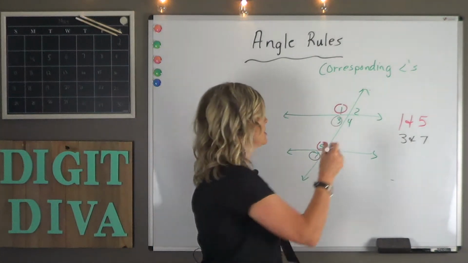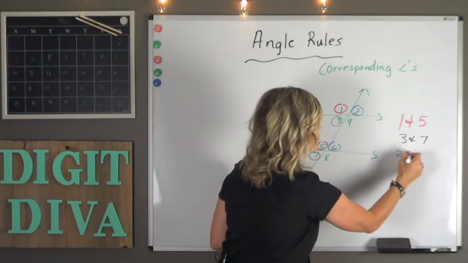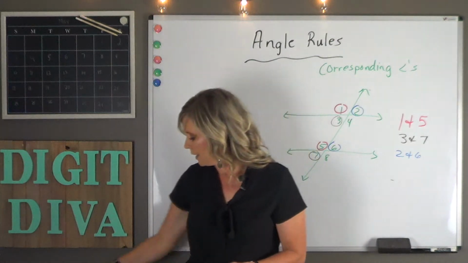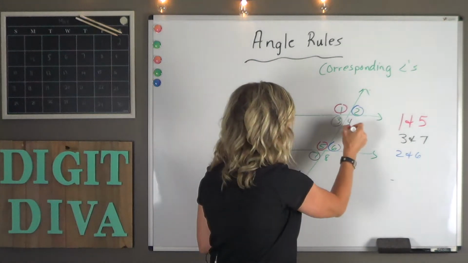Let's look at the other side. 2 is on top of the line, and so is 6. So 2 and 6 are both corresponding angles. And let's do one more. I need a different color marker. 4 and 8.